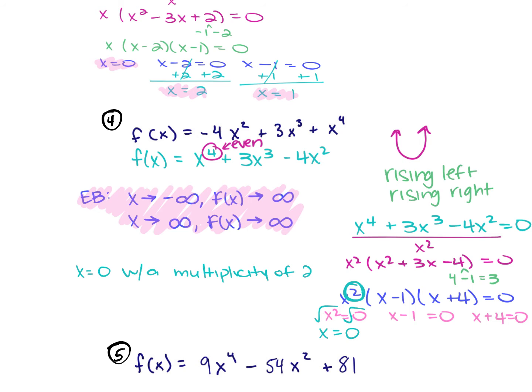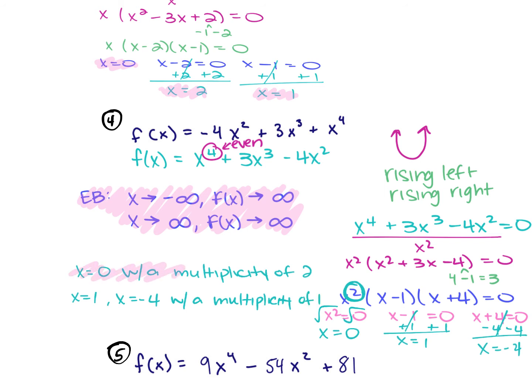For the x minus 1 is equal to 0, add your 1 over. That's x is equal to 1. With the 4, subtract it over. That's x is equal to negative 4. So then you have x is equal to 1 and x is equal to negative 4 with a multiplicity of 1. Do you need to write that one out? No. You can just give x is equal to 0 with a multiplicity of 2, x is equal to 1, and x is equal to negative 4.